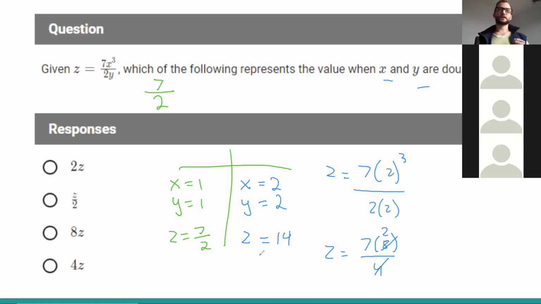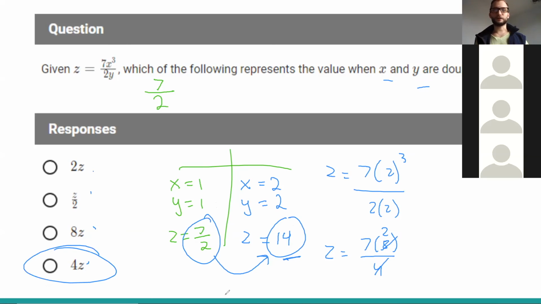So now I have to take a look. When x was 1 and y was 1, we had 7 over 2. Now when x is 2 and y is 2, we have 14 over 2. Just 14. So we had 7 over 2, now we have 14. So what happened to z? Well, you can plug in 7 over 2 to z into our answer choices and see which one gives us 14. So we know our answer has to be D, 4z.